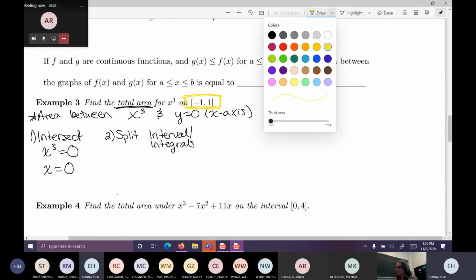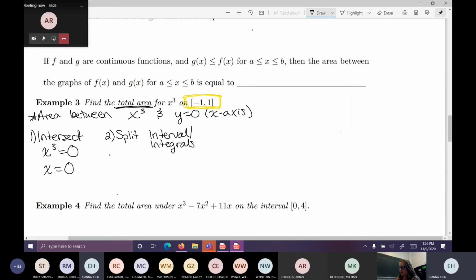So since 0 is in that interval, essentially we're going to be working over -1 to 0 of something that we'll figure out in a second. And then from 0 to 1 of something. So we're going over that entire interval from -1 to 1, but since they intersect at 0, we're going to have to split it up.